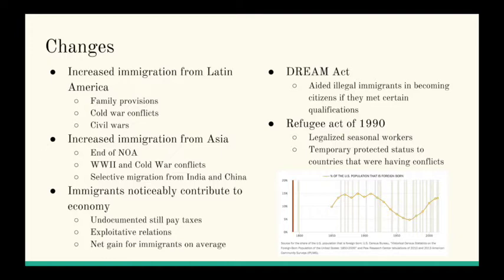Lastly, a change during this time period was the Refugee Act of 1990, which legalized seasonal workers and gave temporary protected status to countries that were having conflicts such as natural disasters. Another change during this time period was the DREAM Act, which aided illegal immigrants in becoming citizens if they met certain qualifications, which encouraged immigration.